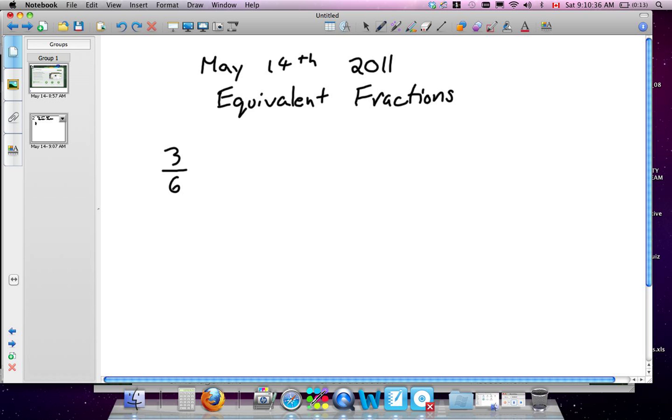So I can quickly on the side if I want, I'll do it in another color. I can find the common factors of 3 and 6. So what I can do is I can write out all the factors. What are the factors of 3? You can go by 3. Okay. So what times what equals 3? 3 times 1. Any other ones? No, that's it. How about 6?